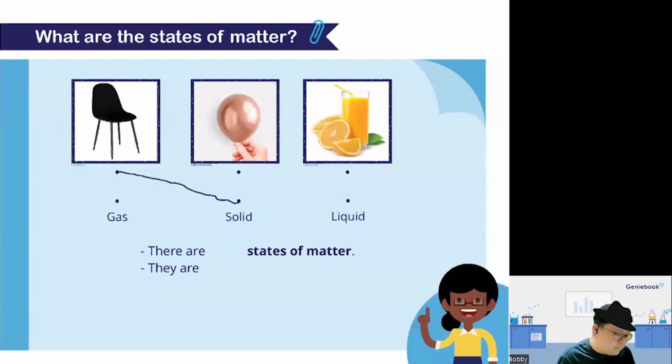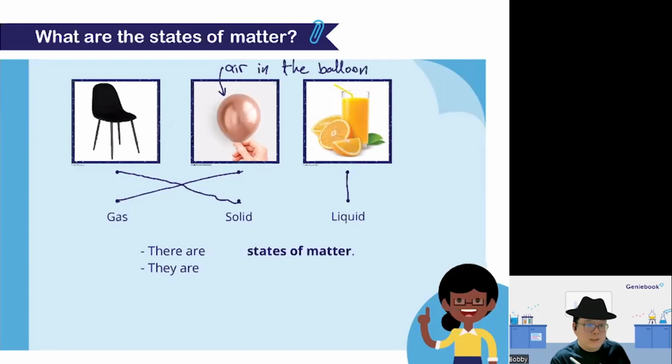Then what about the balloon? The balloon is gas. So that means the orange juice has to be liquid. For those who are confused, we're talking about the air in the balloon, not the balloon itself. The balloon itself is solid. And this one, we're talking about orange juice.